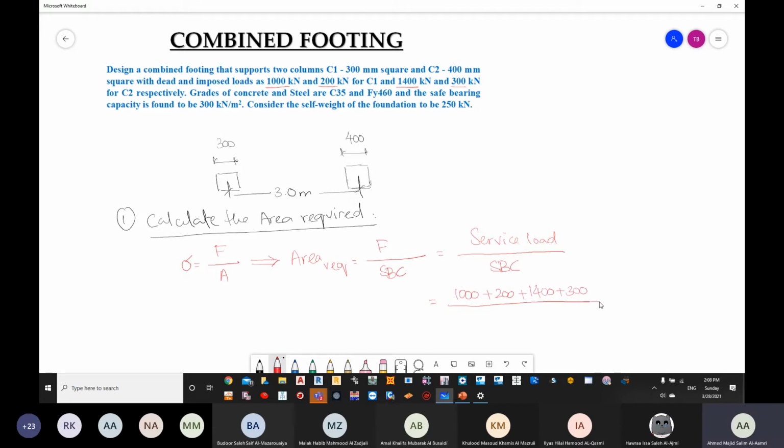And if you remember, we used to take 1.1, which represents the self weight of the foundation. But in this scenario, the self weight of the foundation has been given for you already, which is 250. So rather than multiplying by 1.1, we have got it as 250. And this is divided by the safe bearing capacity, which is 300.